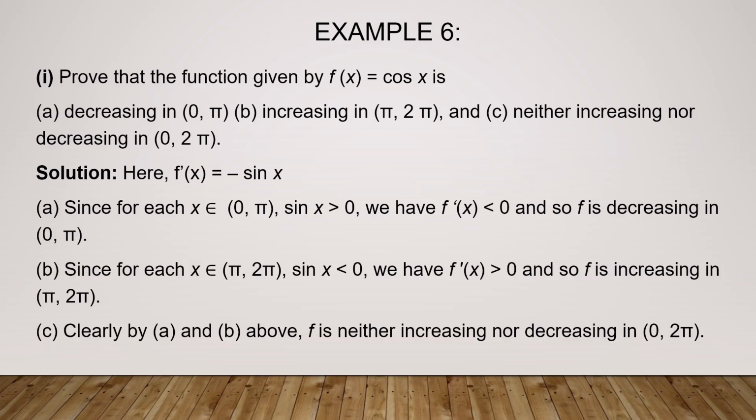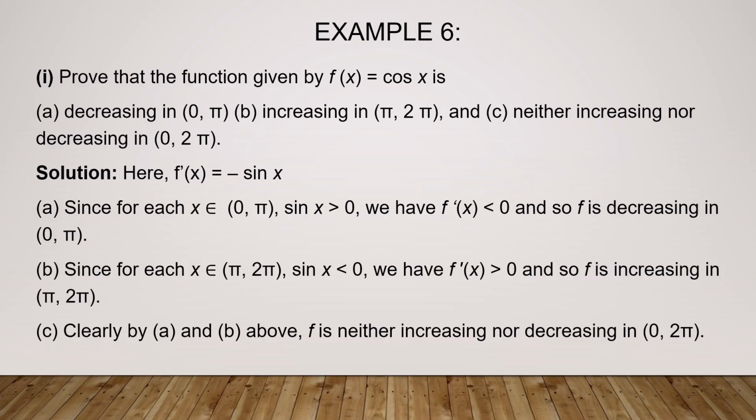So f dash of x is less than 0, so f is decreasing in 0 to pi. Next case is pi to 2 pi. Pi to 2 pi means it is the third and the fourth quadrant. In third and the fourth quadrant, sin x is less than 0. Again all S, T, C.